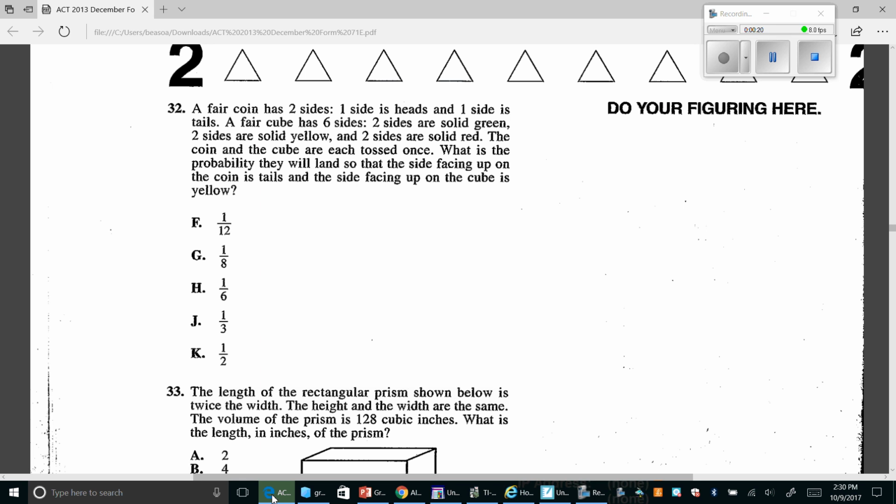It says a fair coin has two sides. One side is heads and one side is tails. A fair cube has six sides. Two sides are solid green, two sides are solid yellow, and two sides are solid red. The coin and the cube are each tossed once. What is the probability that they will land so that the side facing up on the coin is tails and the side facing up on the cube is yellow?